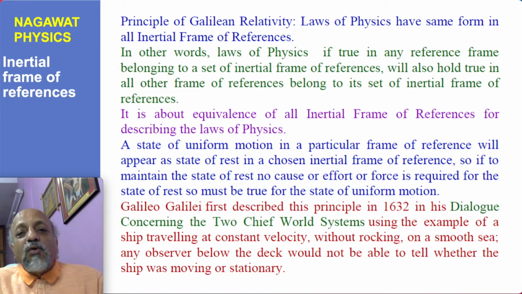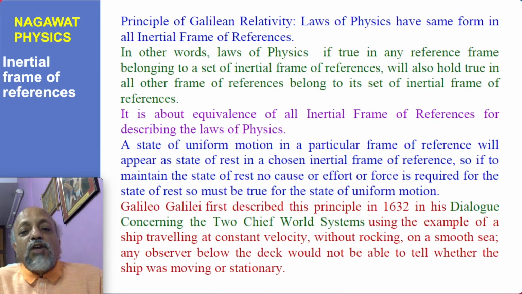If laws of physics which you have obtained and checked in one particular frame hold true, then in all other inertial frames of reference these laws of physics would also hold true. And therefore all frames of reference from this set of inertial frames of reference are equivalent as far as describing the laws of physics is concerned. So you can choose any frame of reference out of the set of inertial frames of reference to describe the laws of physics. A state of uniform motion in a particular frame of reference will appear, as explained earlier, as a state of rest in a specifically chosen inertial frame of reference which is moving with a specific velocity.